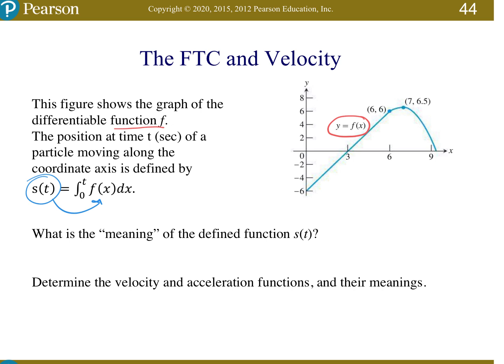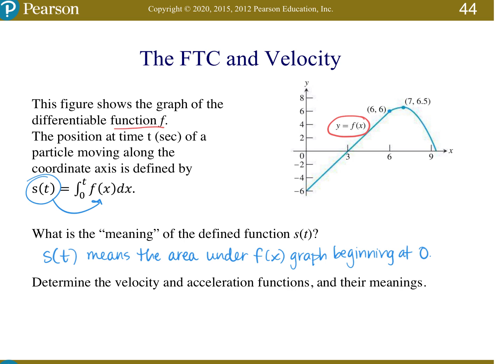What is the meaning of the defined function of s of t? So s of t means the area under the f of x graph beginning at 0. You won't always begin at 0, but this one does because that's what the lower bound is. That's given to you as your initial condition. So s of t is the area under the graph beginning at 0.